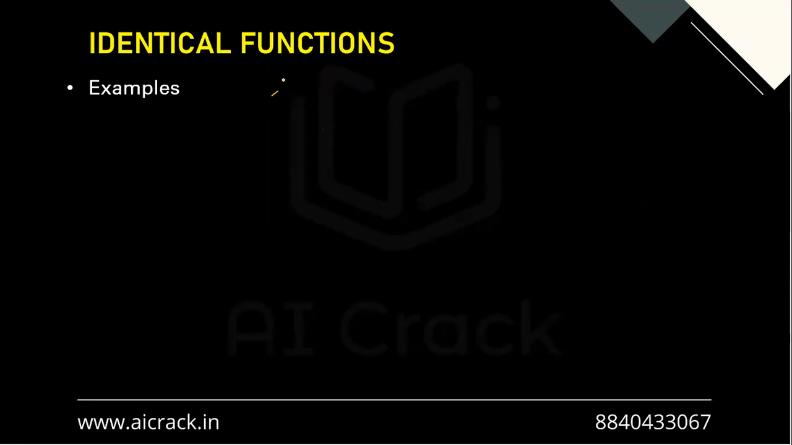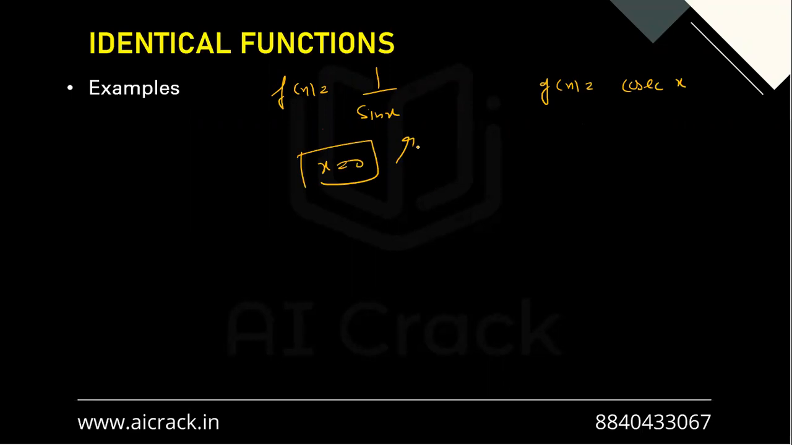Now let's take one more example. Let's say we have f(x) equals 1 by sin x and g(x) equals cosec x, right? Now we know that at x equals 0, this function won't be defined because the denominator would become 0. So this domain becomes R minus 0. Over here as well, cosec x is not defined at x equals 0. So the domain becomes R minus zero. Now we can clearly see that the domain is the same, the range is the same. Basically these two functions are identical.